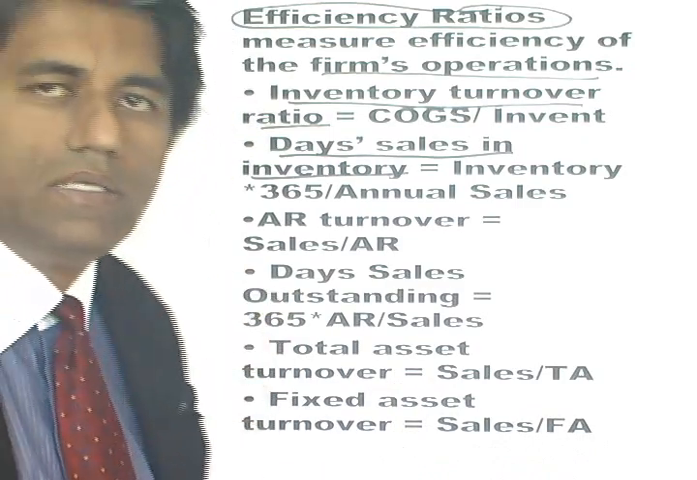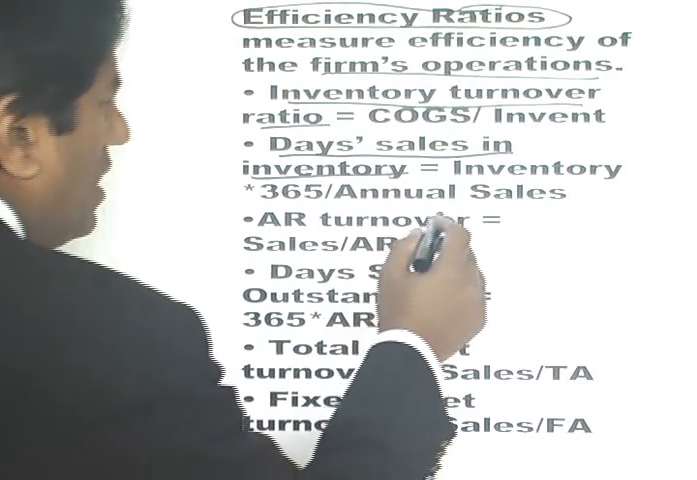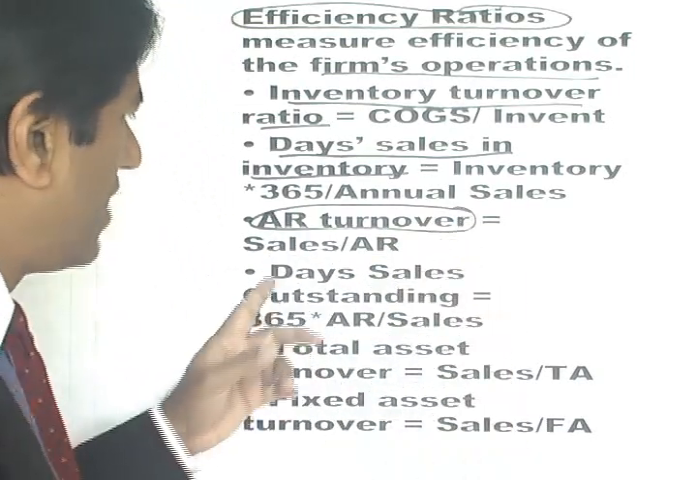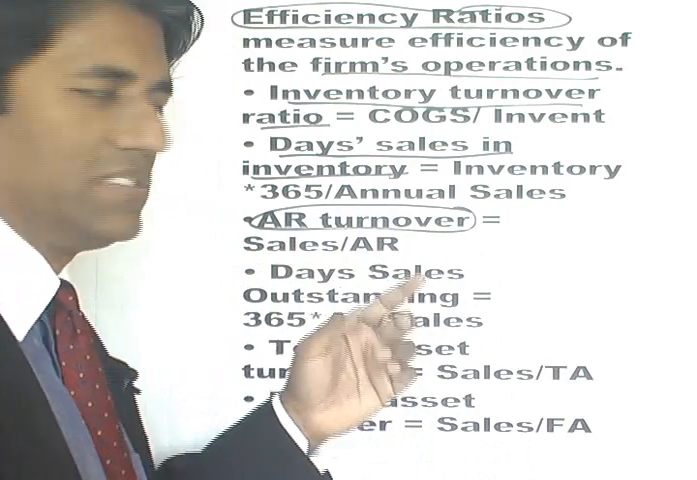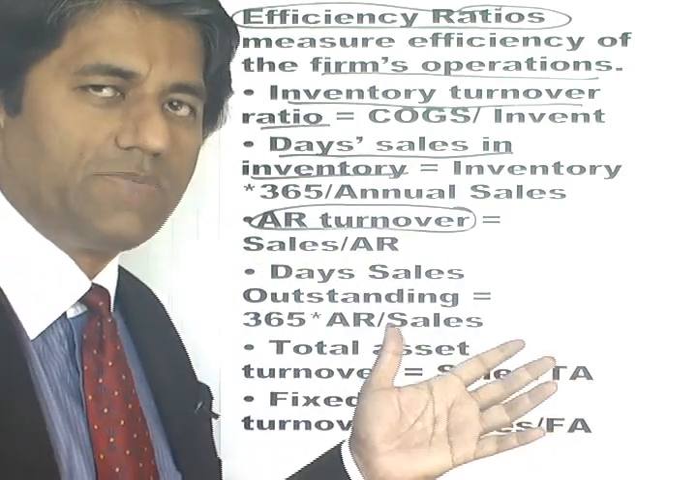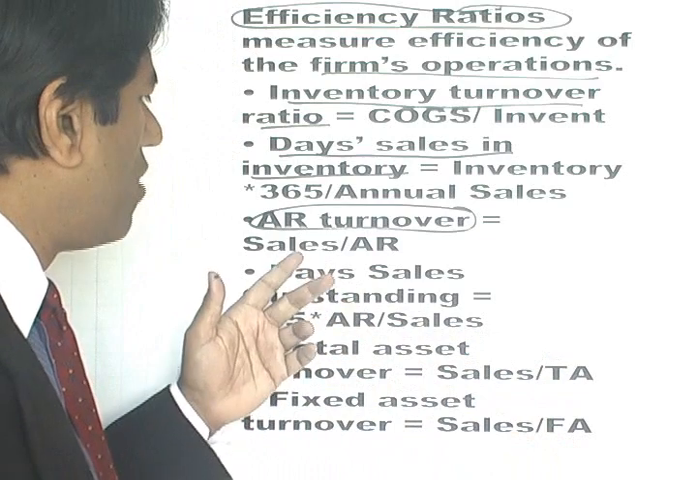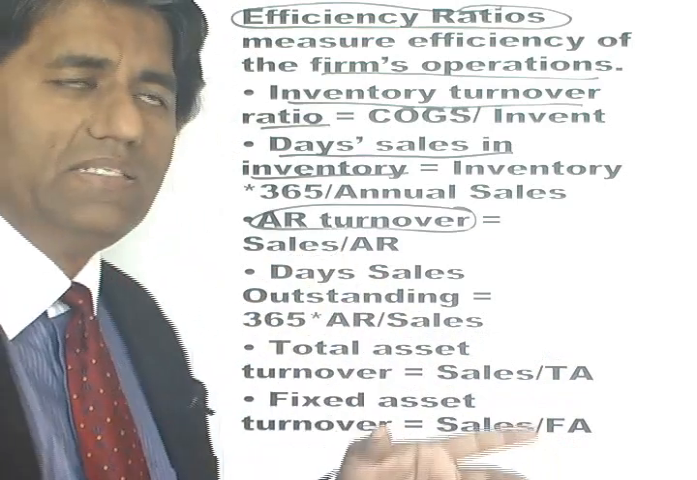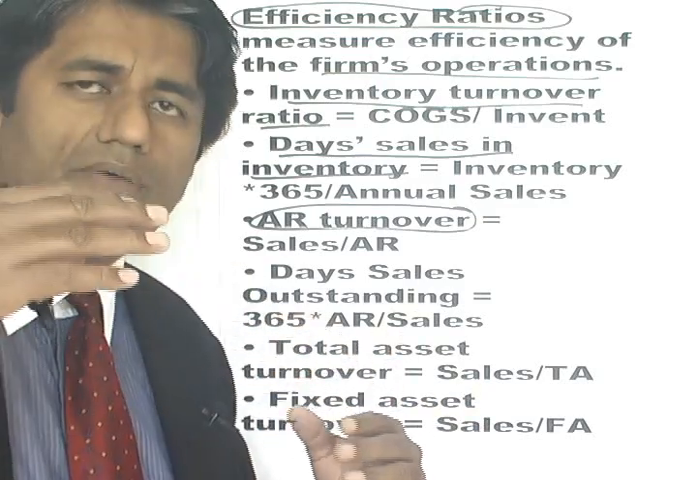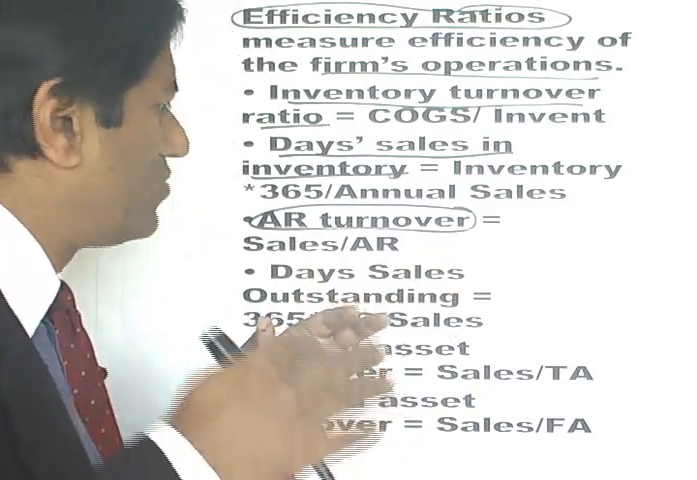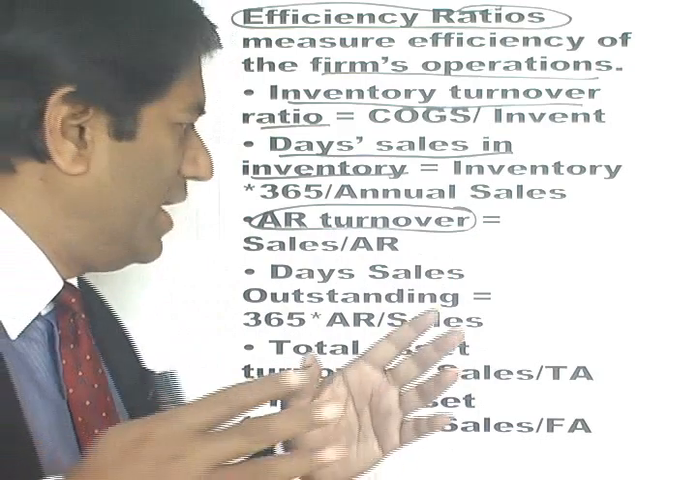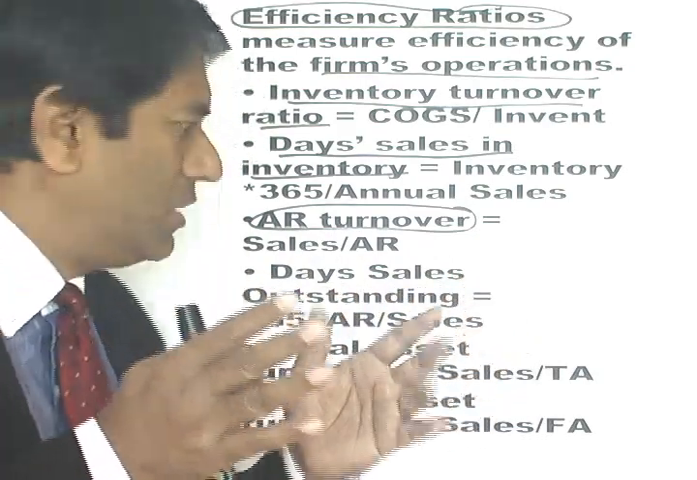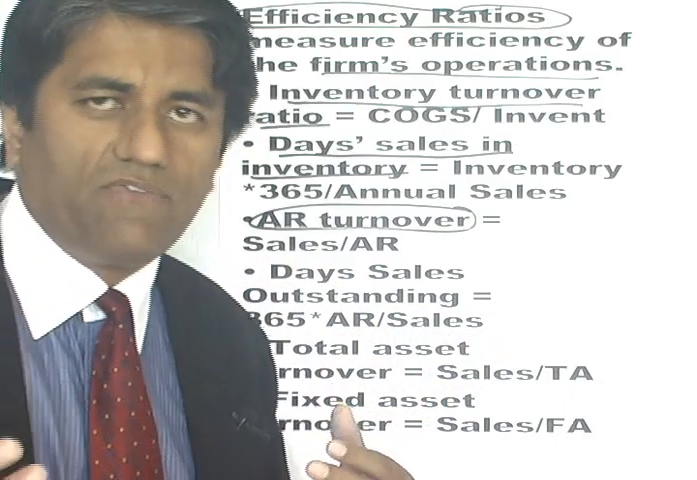The third ratio is called accounts receivable turnover, and that is defined as sales by accounts receivable, and sometimes they say net sales by accounts receivable. Now, what this means is if you have a higher accounts receivable turnover, it means you are being able to maintain a smaller amount of accounts receivable compared to the sales that you have.